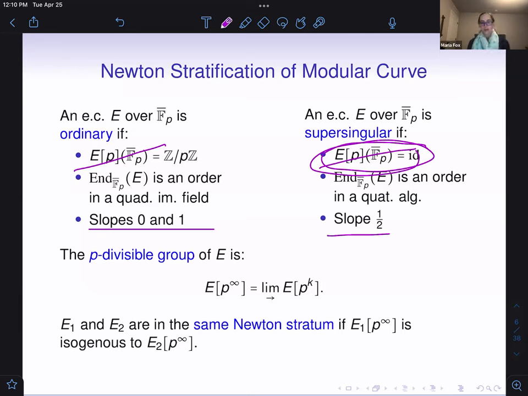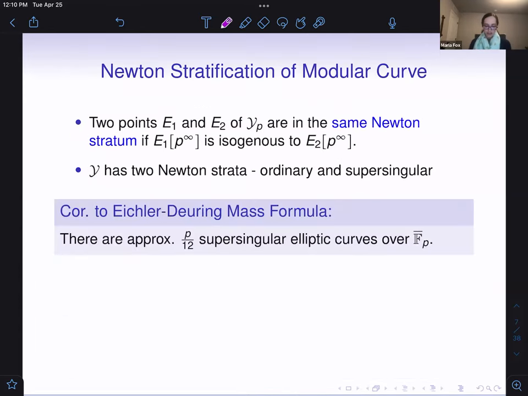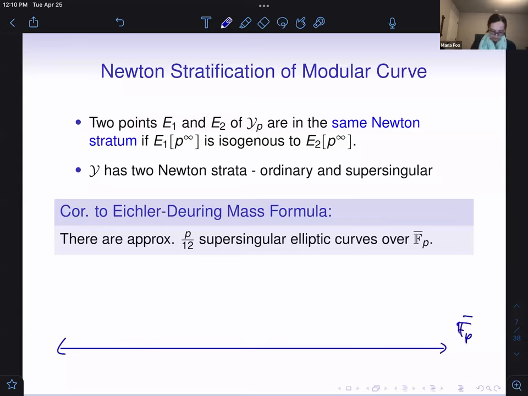And we say that two elliptic curves are in the same Newton stratum if their p-divisible groups are isogenous. And it turns out if we make this definition, our modular curve divides exactly into two Newton strata, the ordinary and the supersingular. So here's just a repeat of that. Our moduli space has two Newton strata. We knew that our moduli space of elliptic curves could be identified with F_p bar via the j-invariant. For every j, we have one elliptic curve E_j. And now we know we have two Newton strata, those ordinary elliptic curves and those supersingular elliptic curves.